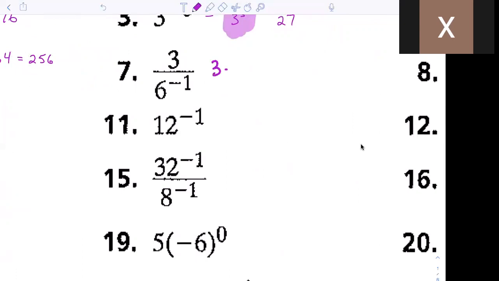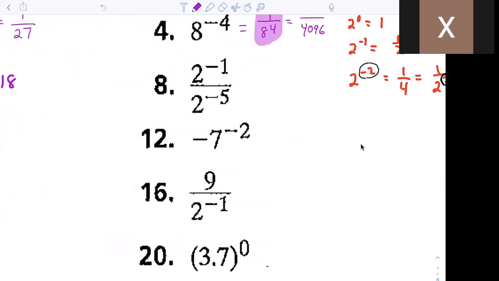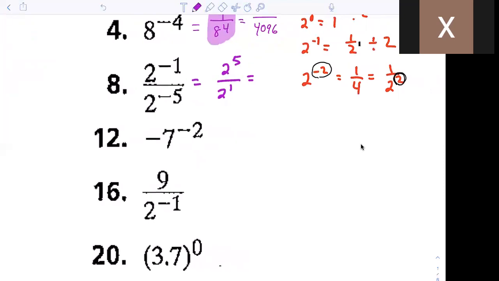3 times, do we really say 6 to the 1st? We just say 6. So that's what? 18. All right, now I'm looking at number 8. What do I do with both of those? Flip them. So that is the same as what? Yes, 2 to the 5th over 2. And what's 2 to the 5th again? 32. 32 divided by 2, which is the same as 16.